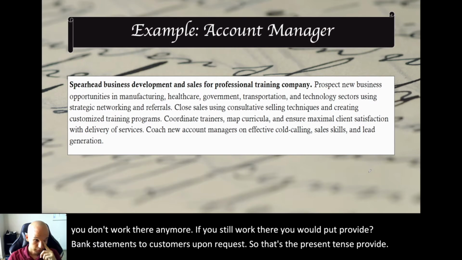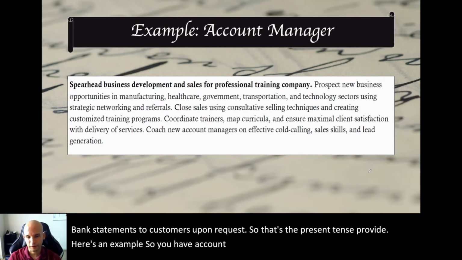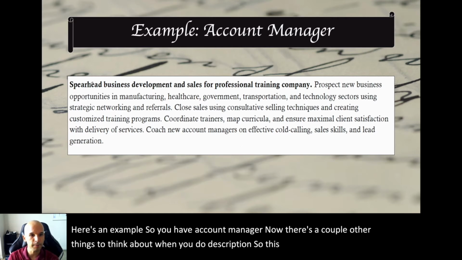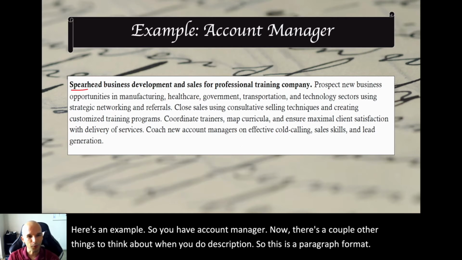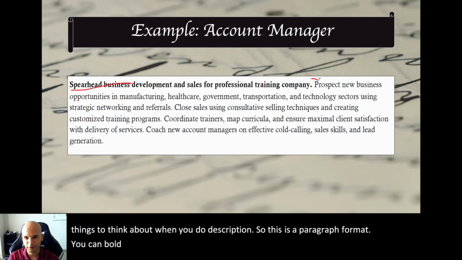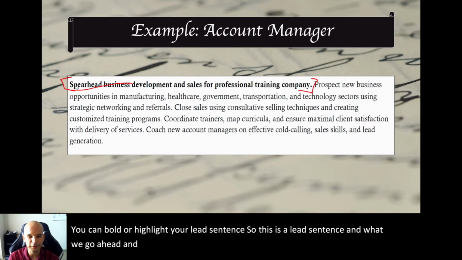Here's an example. So you have account manager. Now there's a couple other things to think about when you do description. This is a paragraph format. You can bold or highlight your lead sentence. So this is a lead sentence, and what we go ahead and do is we bold that lead sentence, because here's part of the idea.